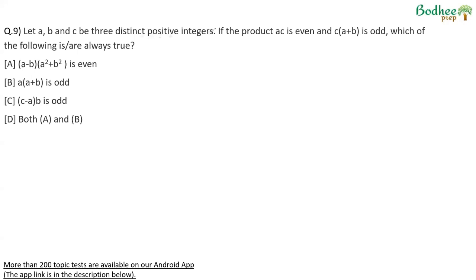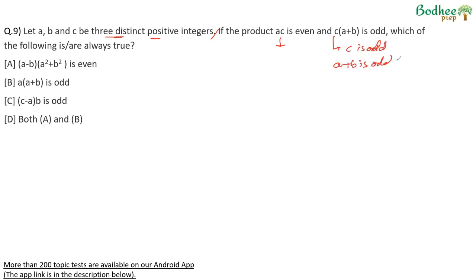Let A, B, C be three distinct positive integers. If the product AC is even, either one of them is even or both are even, and C into A plus B is odd. Product of two numbers is odd. This will only happen when C is odd and A plus B is odd.